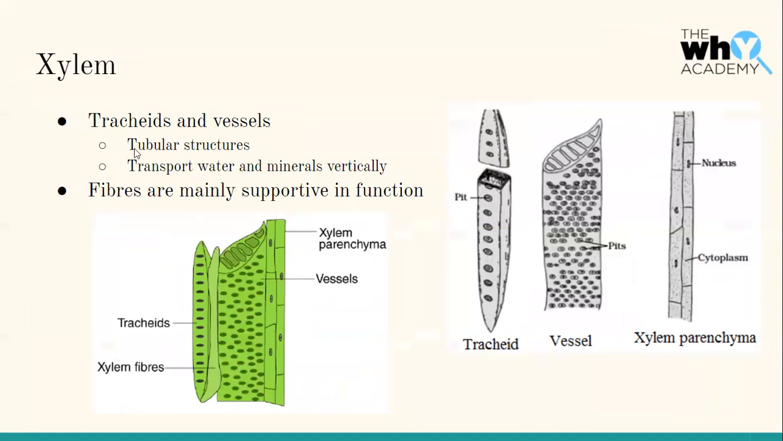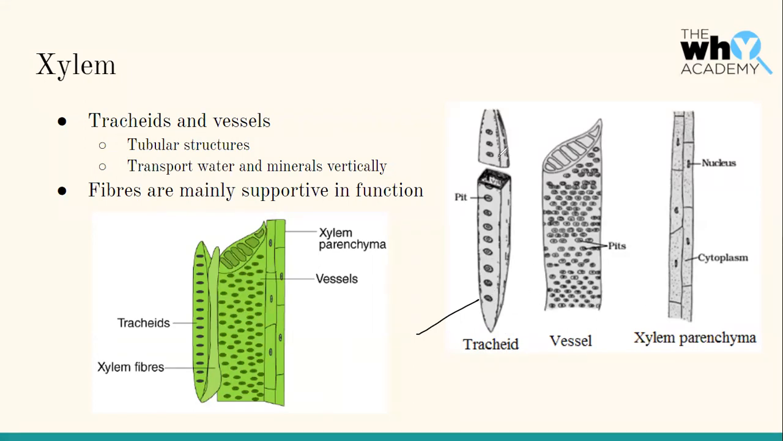So xylem has four components like we spoke about: tracheids, vessels, fibers, and parenchyma. This is the diagram which is there in the NCERT textbook also. Usually they will ask you to identify. They don't really ask you to draw this tissue, but yes, labeling will come.